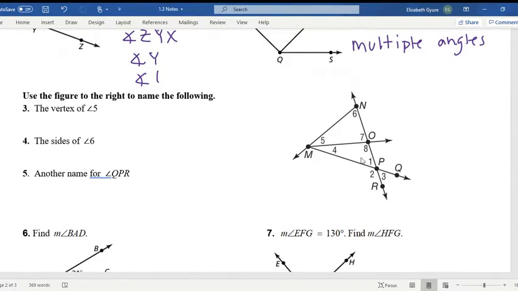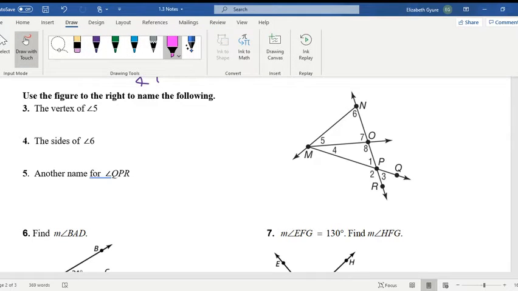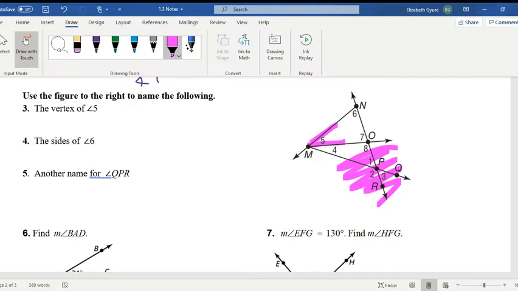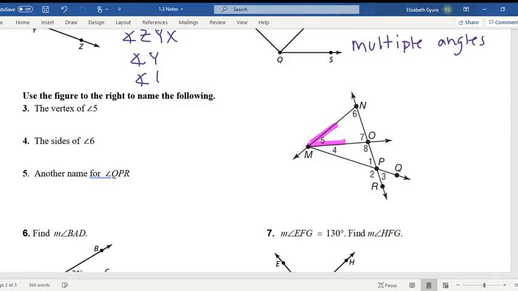Numbers 3, 4, and 5, we're going to use this diagram on the right. I know that there's a lot going on in that picture, and if you ever see a picture that's just a little complicated, cover up the information you don't need. So if I'm looking for the vertex of angle 5, all I care about is angle 5. So I'm going to highlight it. Nothing else like down here or any of that stuff matters. So just focus on the information you need.